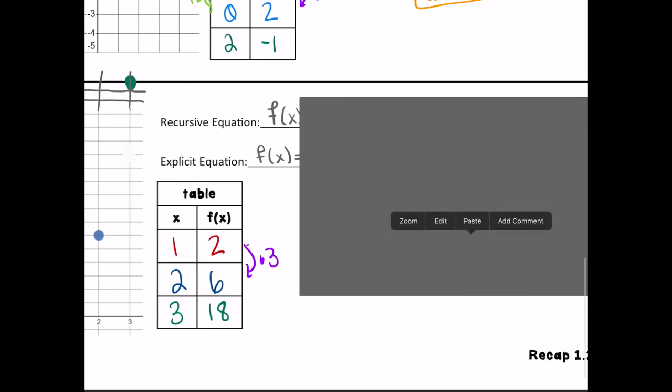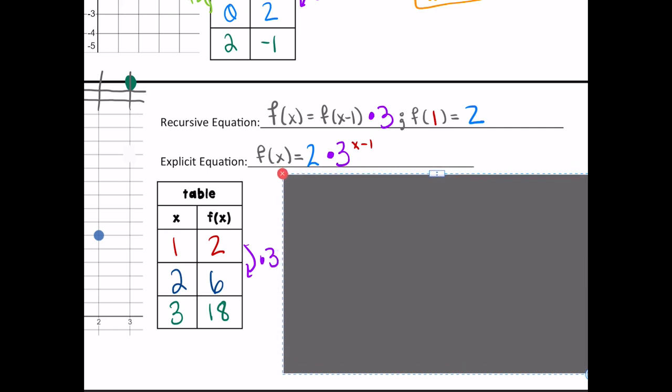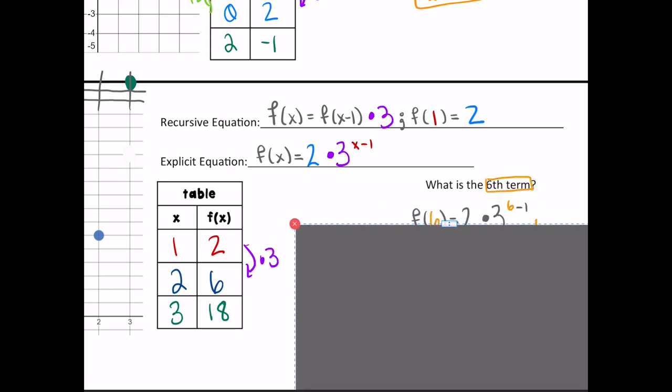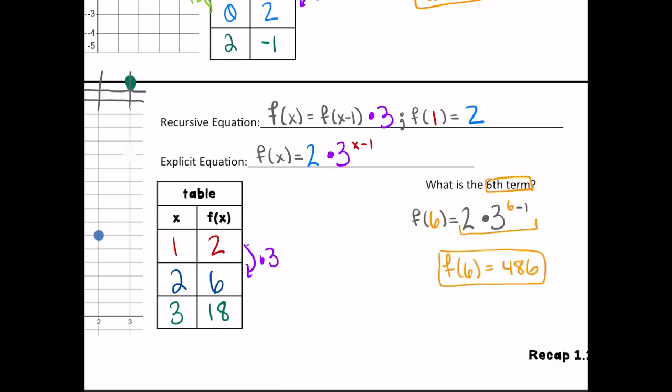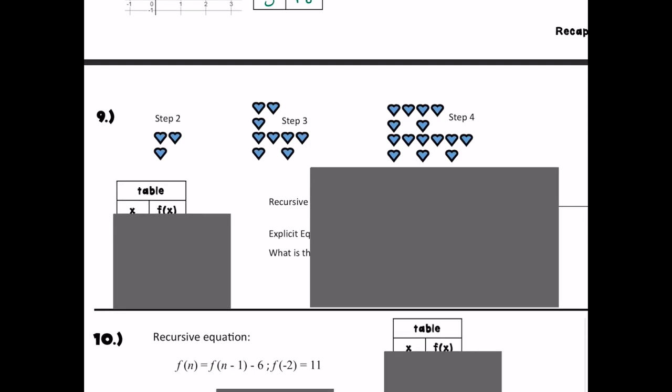So when I write my recursive equation, it's going to go f of x equals f of x minus 1 times 3, given f of 1 equals 2. And then the explicit, you always start with your start number, so your first f of x. So f of x equals 2, what we're doing down the table, times 3, to the exponent x minus 1, because this time we'd be multiplying. So we find the sixth term and replace all the x's with 6's. So tell me what you get. F of x equals 486. Big numbers.